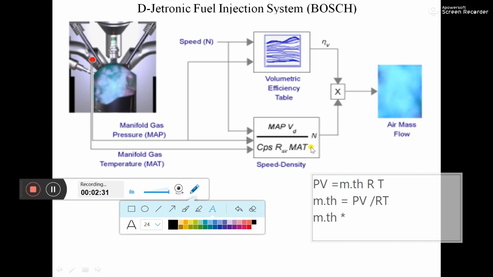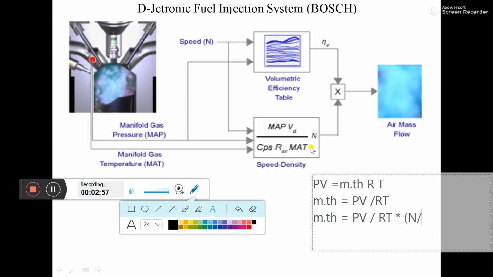We are supposed to multiply on both sides, so we should multiply PV divided by RT by n. Now if you have a 4-stroke engine, then it should be n by 2, or only n. So this will be the theoretical mass per cycle. This is per cycle data.